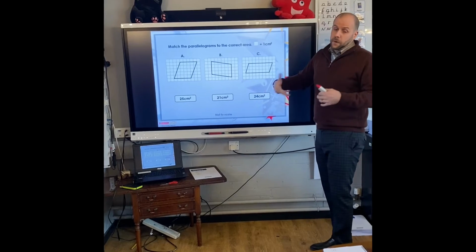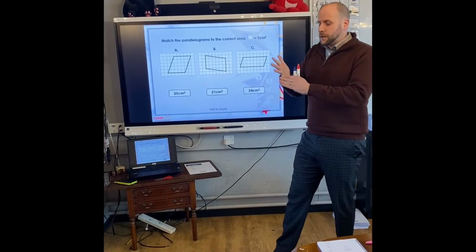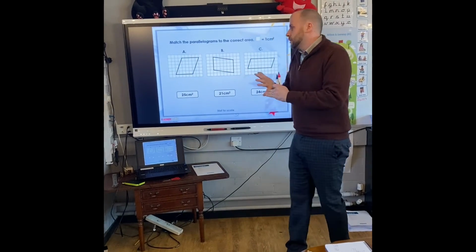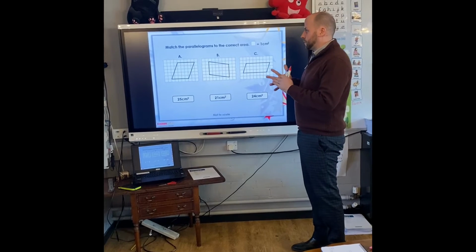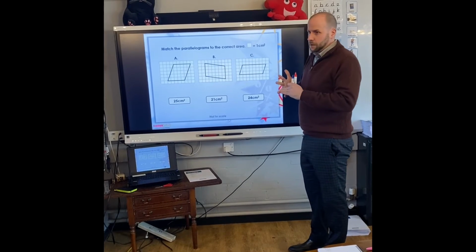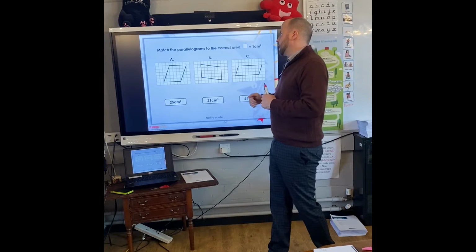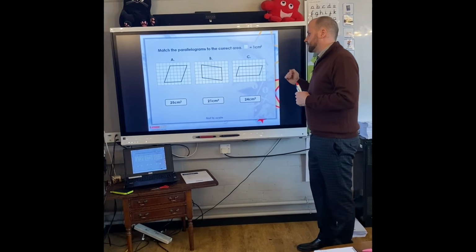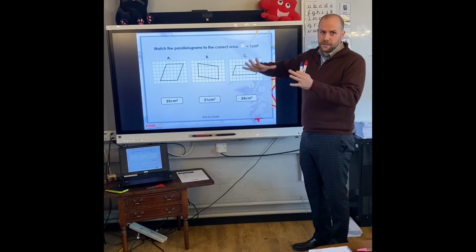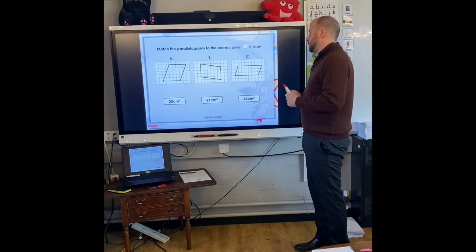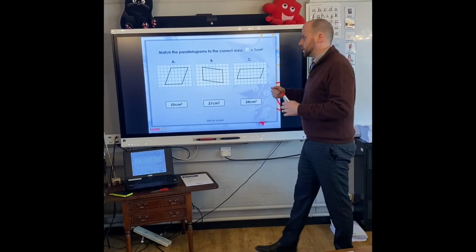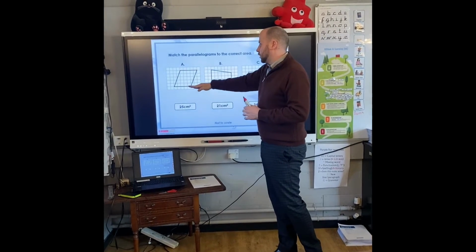The other shape that we work out the area of, so we have rectangle, which they would have done in year 5, which is length times width. We have triangle, which is length times width divided by 2. And then we have parallelograms, or as we describe them, a slanted rectangle. So it's the same principle. We use length times the height.